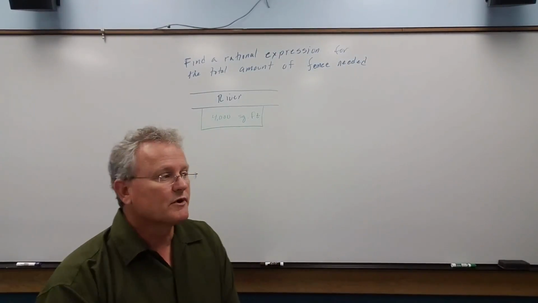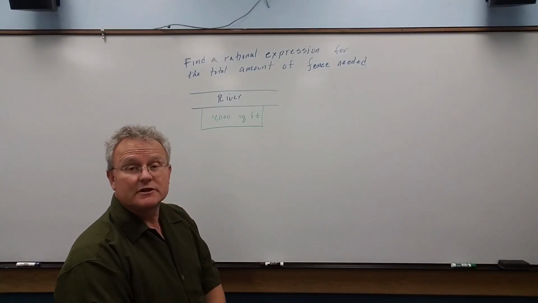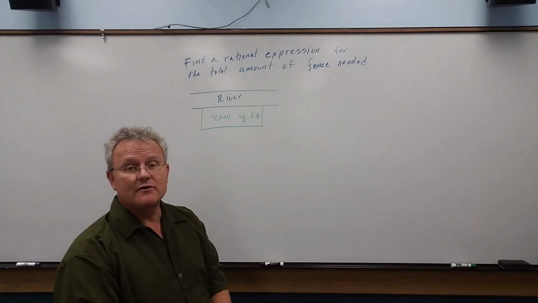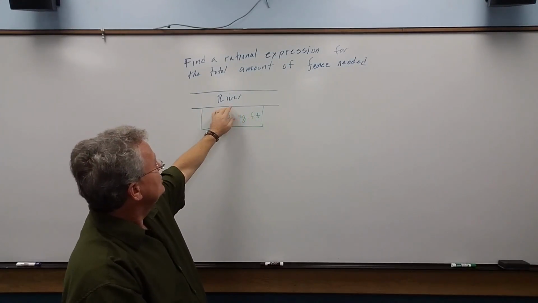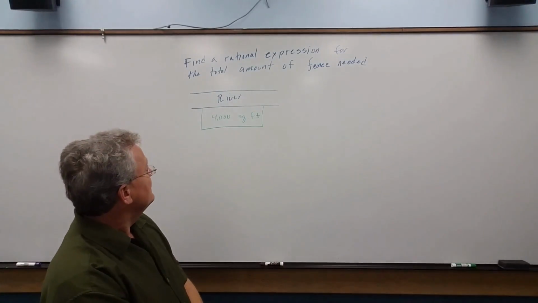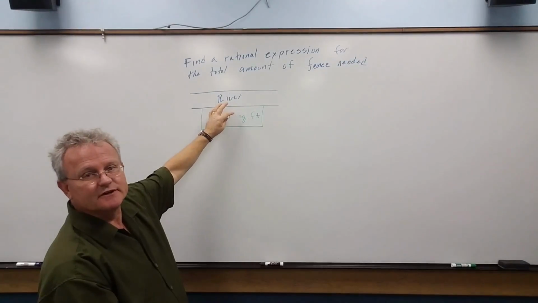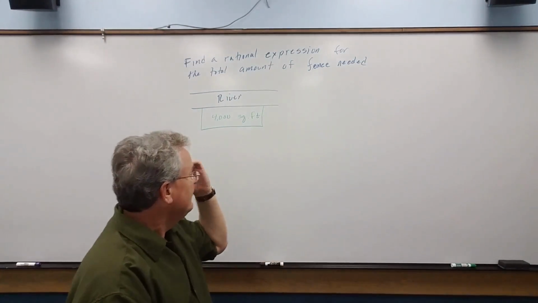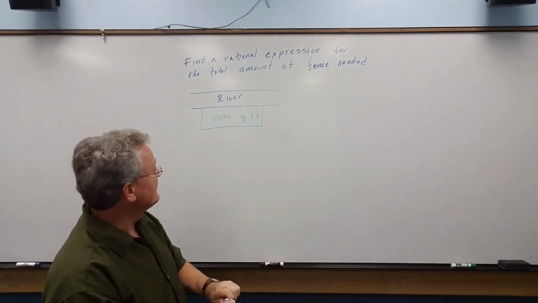But in this example, we're going to do an application of rational expressions. And the problem is to find a rational expression for the total amount of fence needed to fence in this area. Let's assume that there's no fence needed along the river. And let's say a farmer is going to put horses in here or something. And we'll assume the horses aren't going to swim in the river. Okay, or you could think of this as a building, something like that.